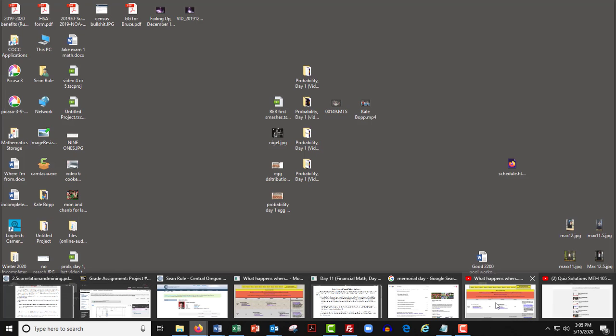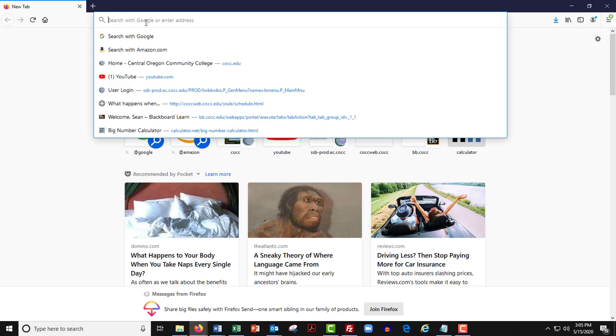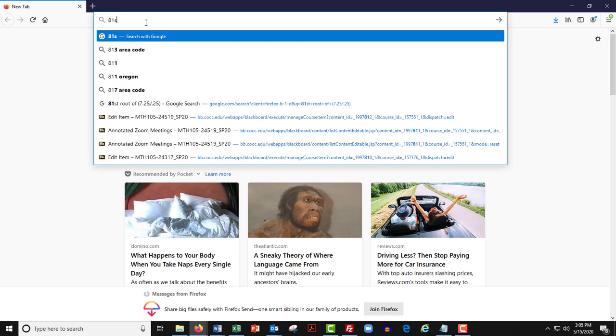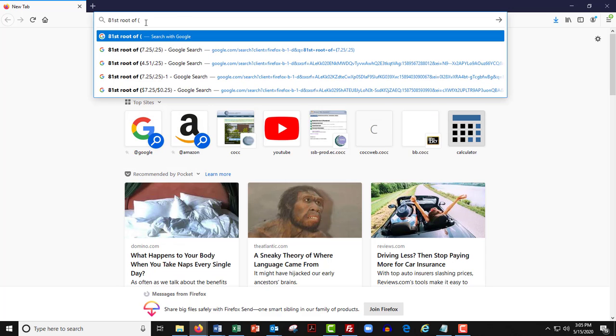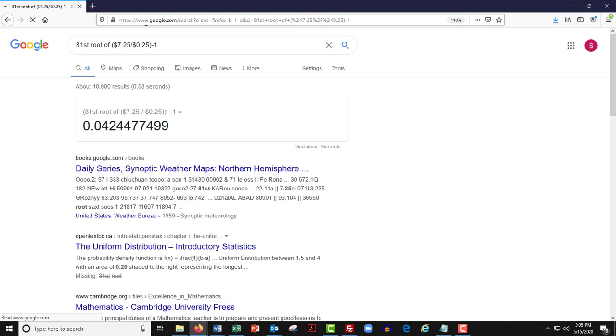So we're going to go right here. Let's get a window open. And I'm just going to simply type 81st root of, and then put it in parentheses for sure, because otherwise it's only going to try to take the 81st root of the first number, not the quotient. And then subtract 1, and we come up with that right there. So it's about 4.24%. About 4.24%. There you go. Not too shabby. Not too shabby at all.